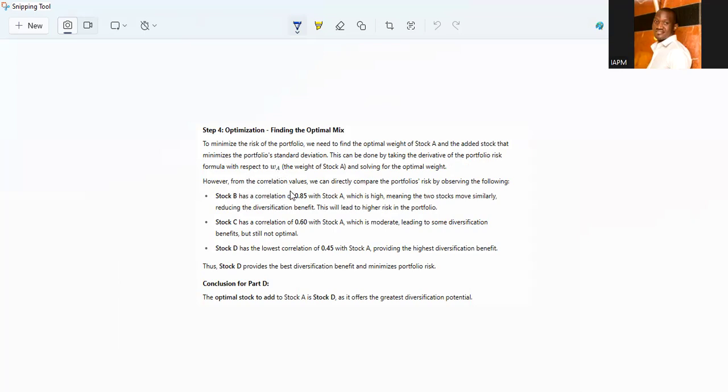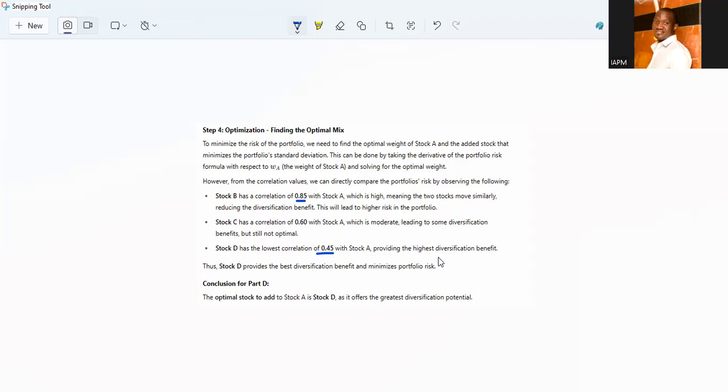This can be done by taking a derivative of the portfolio variance with respect to the weight of A. However, from the correlation values, we can directly compare the portfolios by observing the following. B has a correlation, like you said, of 0.85 with stock A, meaning the two stocks move similarly, reducing diversification benefits. So this will lead to a higher risk of the portfolio. Stock C has a correlation of 0.6 with stock A, which is moderate, leading to some diversification, whereas D has the lowest, 0.45, with A.